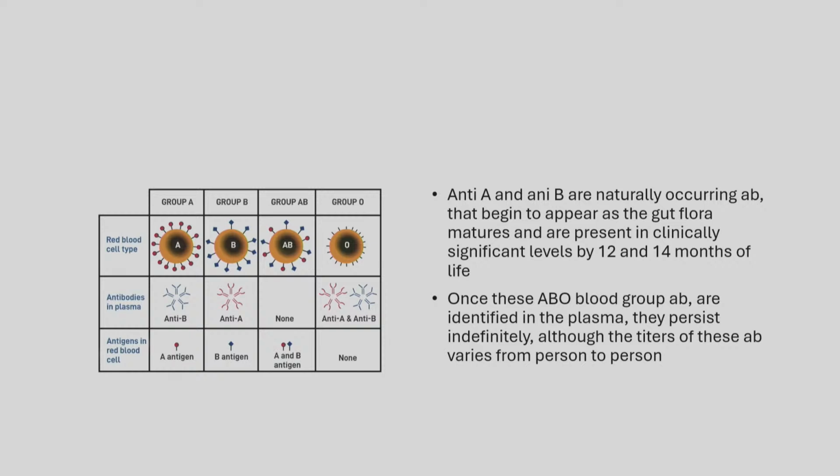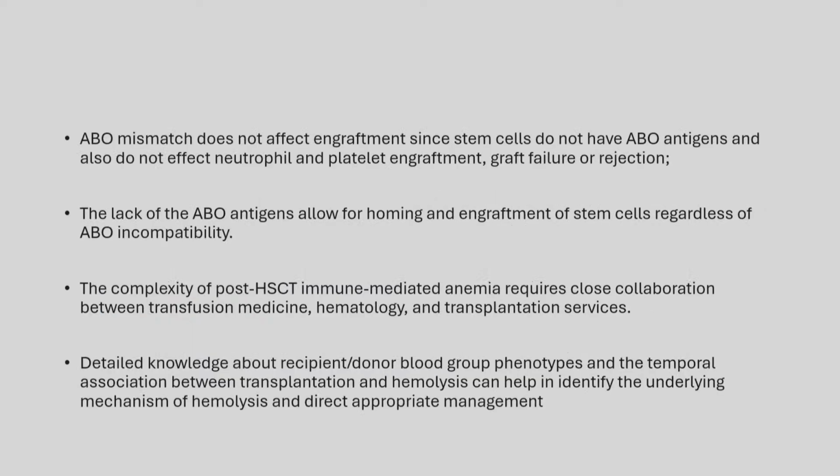So naturally occurring antibodies begin to appear as the gut flora matures, and are present at clinically significant levels by 1 to 1.5 years of life. And these antibody titers can vary from patient to patient. So ABO mismatch does not affect engraftment. This is an important point in transplant.